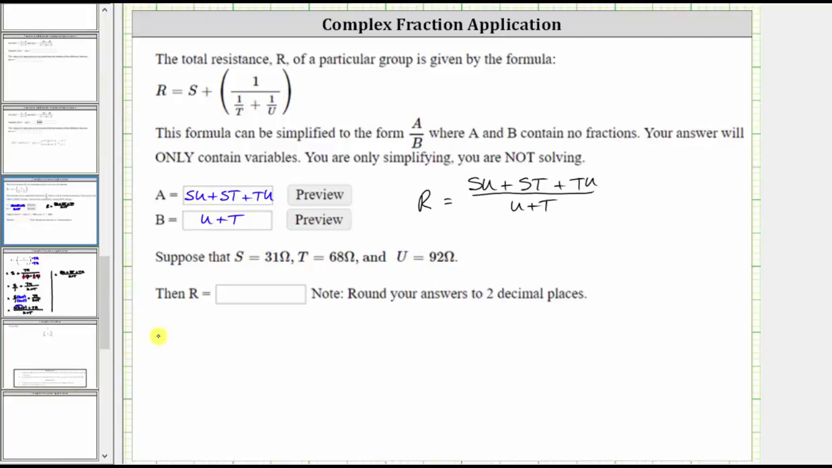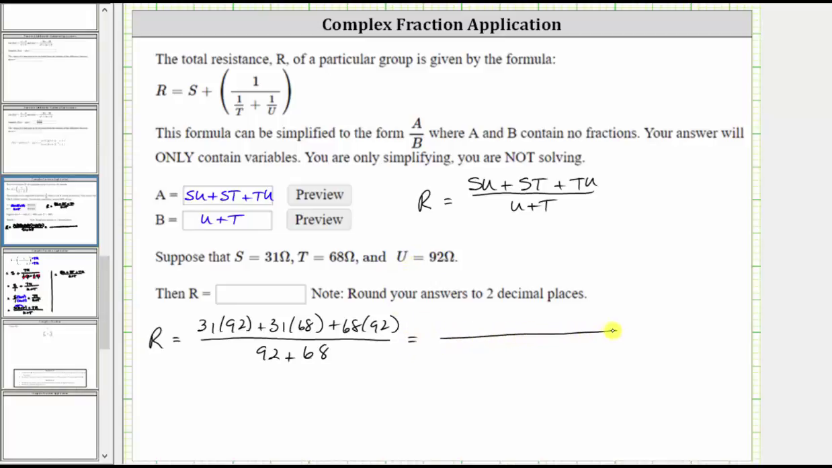Performing this substitution, we have R equals, in the numerator we have 31 times 92 plus 31 times 68 plus 68 times 92. In the denominator we have 92 plus 68. Again, we substitute 31 for S, 68 for T, and 92 for U. Simplifying, in the numerator we have 2,852 plus 2,108 plus 6,256. In the denominator we have 160.